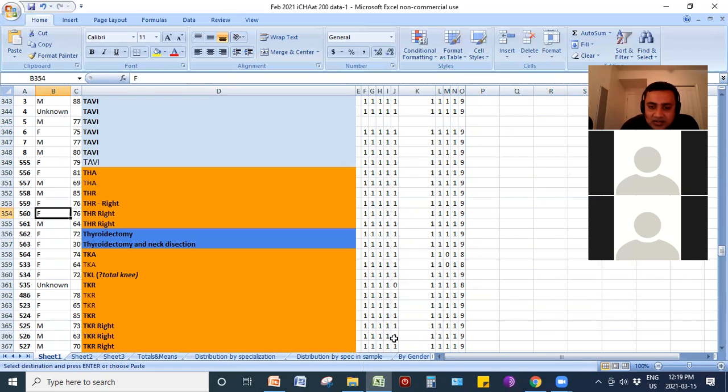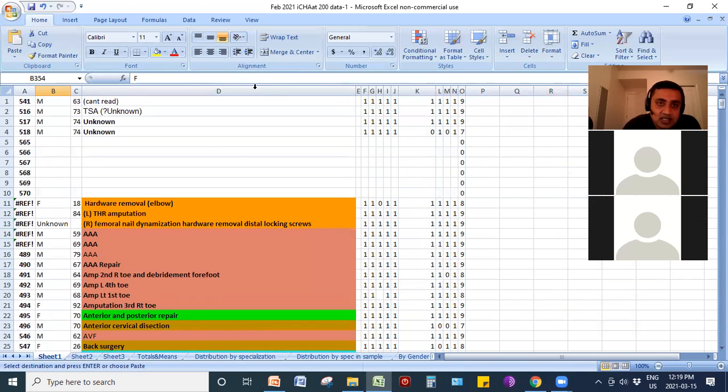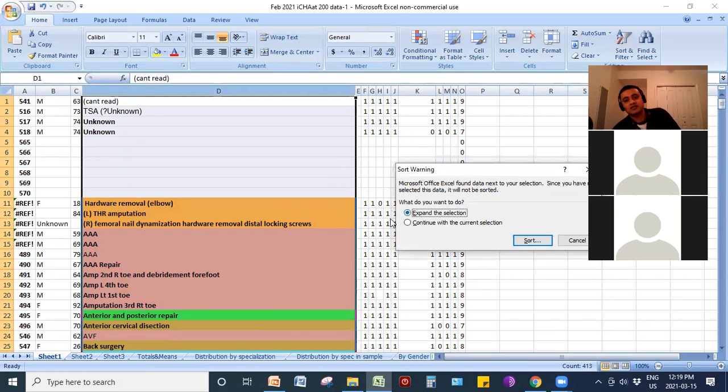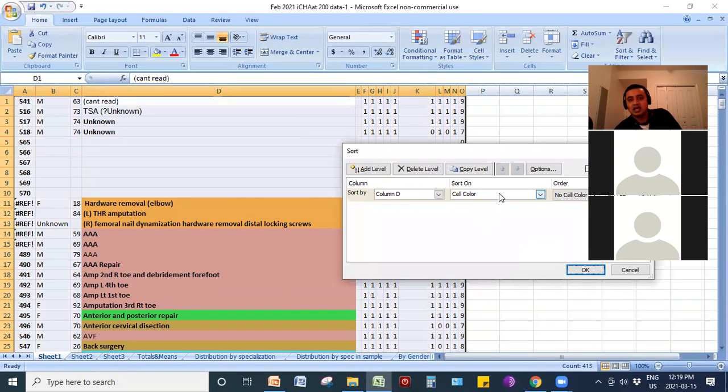In order to organize it, what Excel allows you to do, and this is a beautiful tool, is you can highlight an entire column, and then you can go to sort and filter. And what you can do is you can sort from A to Z, so it'll sort it alphabetically. But for example, if these different specializations are color coded, then I probably want to sort it by color. So I would just go to custom sort. It asks you if I want to expand the selection, which I do, which means I want it to cover the entire sheet. So I say sort, and then I can choose.